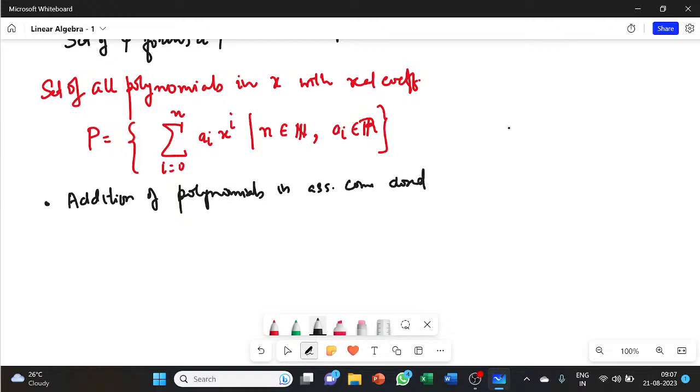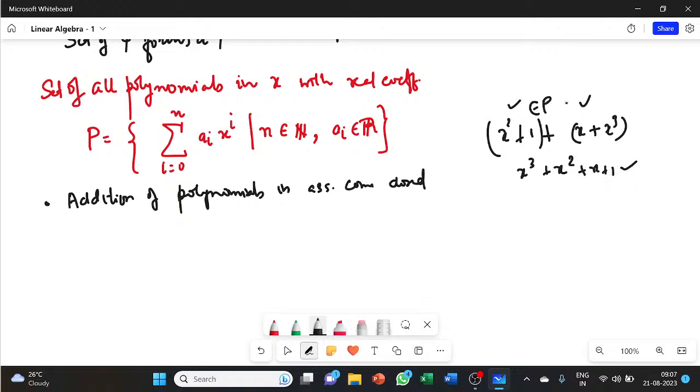Why? You take two polynomials, let's say x square plus 1, and I add it with x plus x cube. This is one polynomial, this is another polynomial. If I add them up, I get x cube plus x square plus x plus 1, which is another polynomial. So this belongs to P, this belongs to P, and this also belongs to P. So addition of polynomials is again a polynomial, so addition is closed.